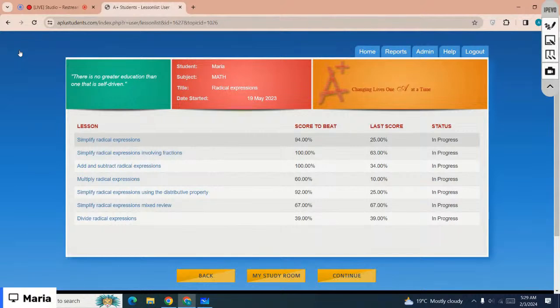The next one is divide radical expressions. So let's just start with the next lesson, divide radical expressions. Okay, let's just start with the practice questions.